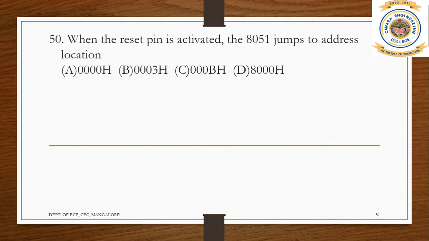You can have such hundreds of questions, but I have picked the most important or most repeated questions, which have more chances of appearing in competitive exams. So the last question is, when the reset pin is activated, 8051 jumps to which address location? So we are resetting the microcontroller to finish my presentation. When the reset pin is activated, 8051 jumps to which address? It's well known. It's 0. But you should not reset yourself. Please don't go to 000 level.